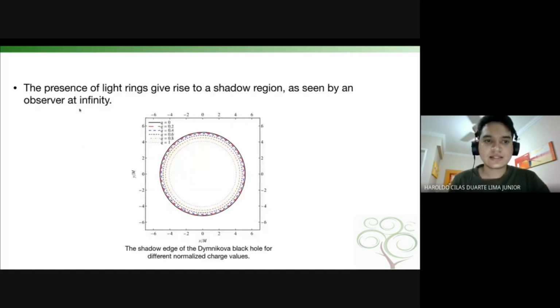And that is exactly what we show here. So we show the shadow edge of the Dymnikova black hole for different values of this normalized charge. For q equals 0, we recover the Schwarzschild result, the standard uncharged Schwarzschild black hole geometry. And as we increase the value of the charge q, the radius of the shadow edge decreases. So as we increase this charge, the shadow associated with this Dymnikova black hole decreases.